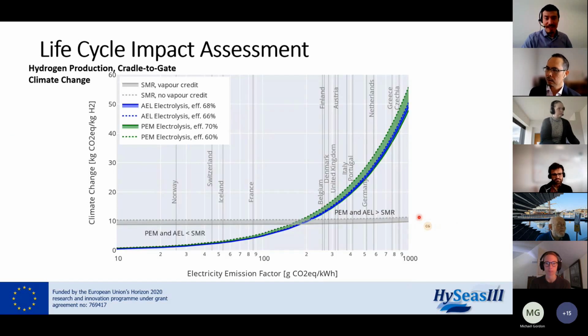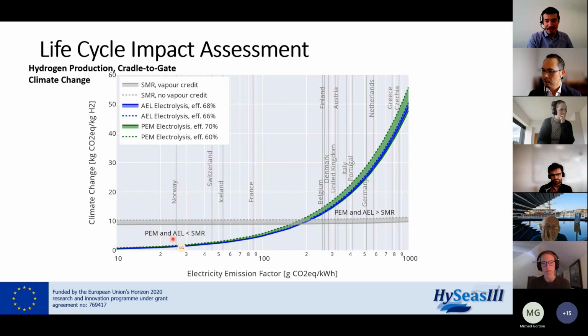Let's see if I can go to the next slide. We also analyzed the hydrogen production, and you see here, for instance, alkaline electrolysis and PEM electrolysis. So there is some difference between both electrolysis technologies. We also see the comparison with steam methane reforming, and the vertical lines are actually the electricity emission factor for different places or different countries at low voltage level.